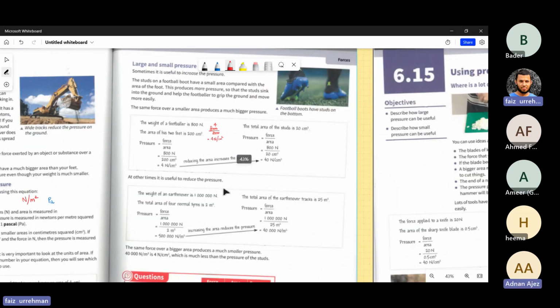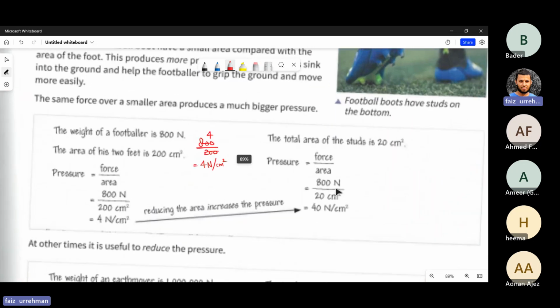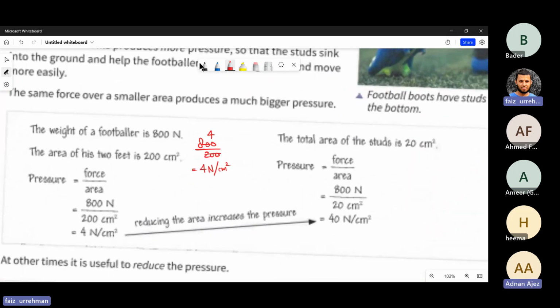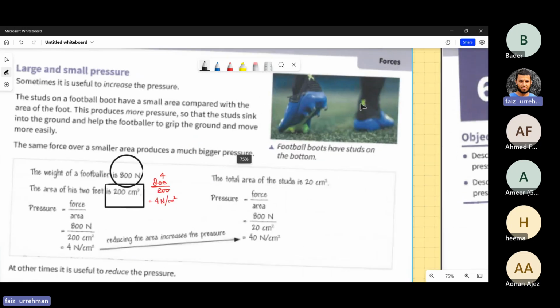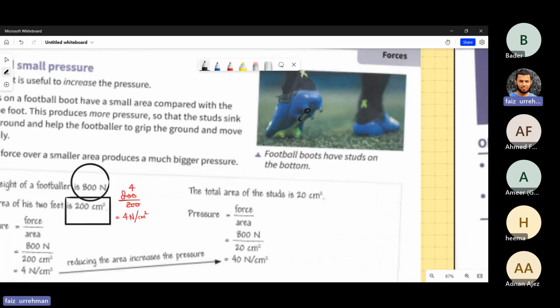But what is he trying to show us? He's trying to show us that the same footballer, 800 Newton, when he uses his feet, the area is this. But when he uses his football shoes, which have a very small area, because you are just standing on some points, literally. So what is the area of those points? It's so less. So when area is less, the overall pressure will be more.